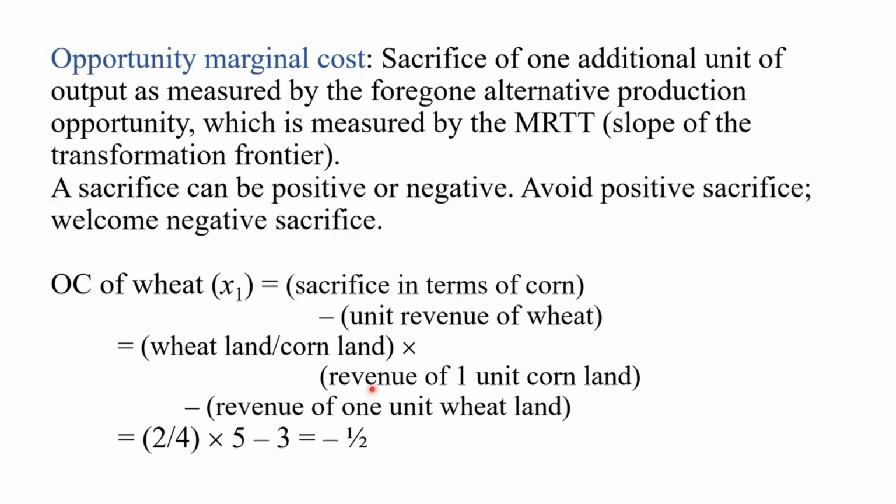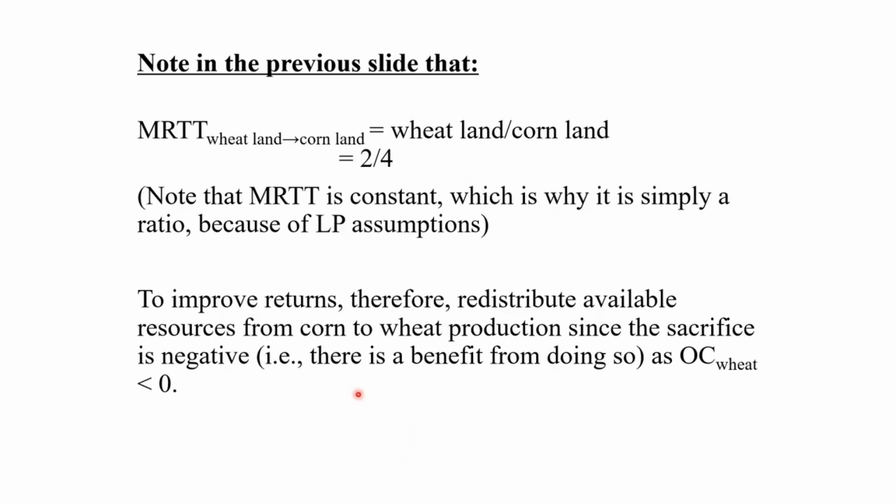Because it's a negative sacrifice, we do want to take some of that corn land and put it into wheat, take that free labor, if you like, because it's excess labor, and use it to produce wheat, taking excess labor and any freed up labor from corn. So for the marginal rate of technical transformation, wheat land over corn land is 2/4. Note that the marginal rate of technical transformation is constant, which is why it is simply a ratio, and that's because of the linear programming assumption. Everything is linear. To improve returns, therefore, we redistribute available resources from corn to wheat production. Since the sacrifice is negative, there is a benefit from doing so, from giving up corn, as the opportunity cost of wheat is less than 0.